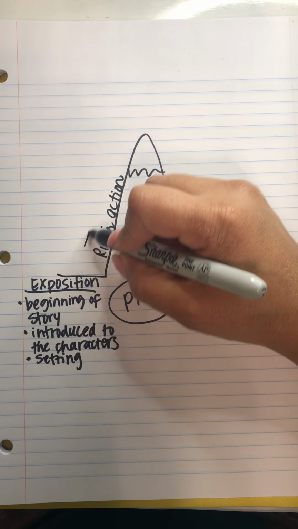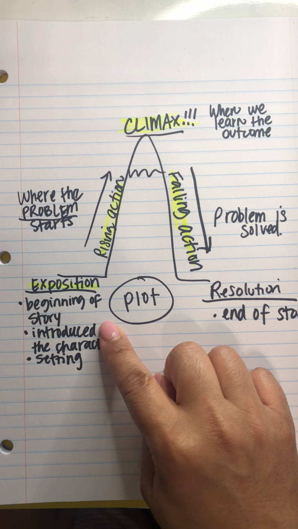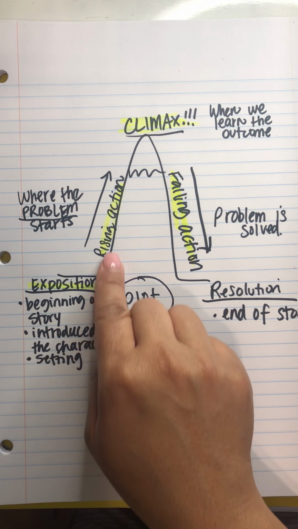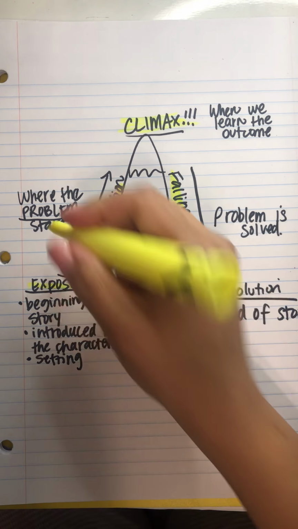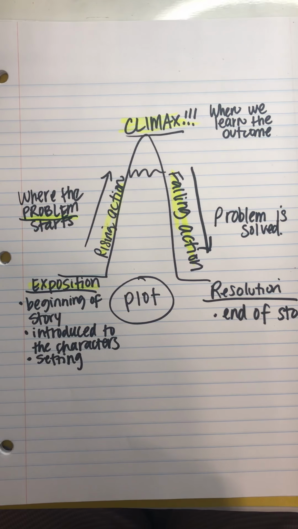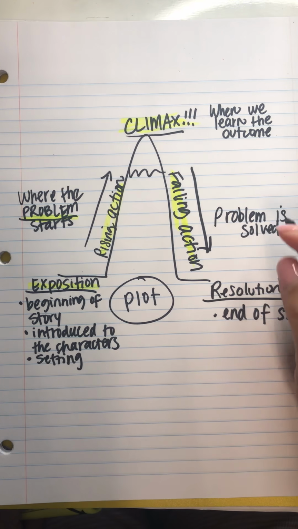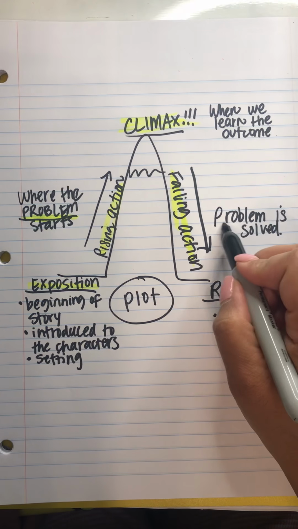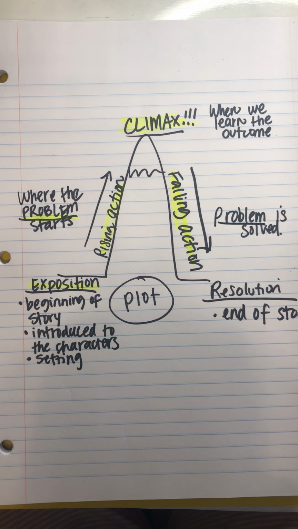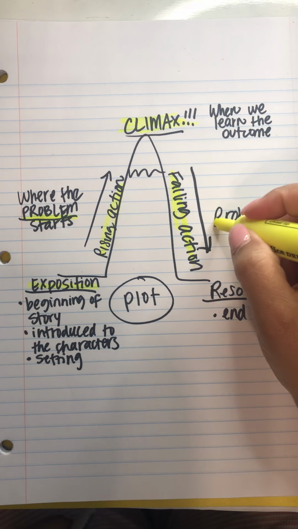So let's go over the parts again. The exposition, this is the beginning of the story. We're introduced to the characters and the setting. Rising action, this is where the problem starts. It's where the problem begins. As we get to the very, very top, that is when we learn the outcome. That's the climax, the most exciting part of the story. Now the falling action. As we are going down, this is where the problem is solved. And then we have resolution. The resolution is the end of the story.